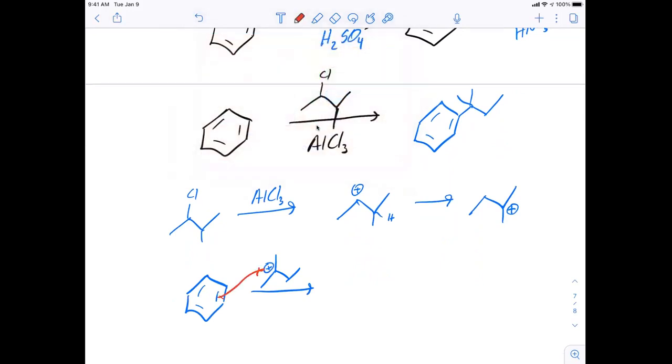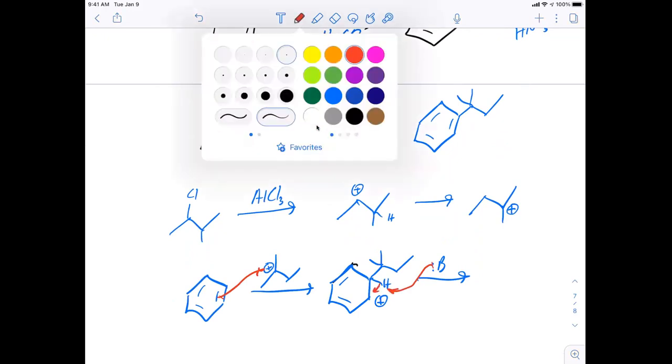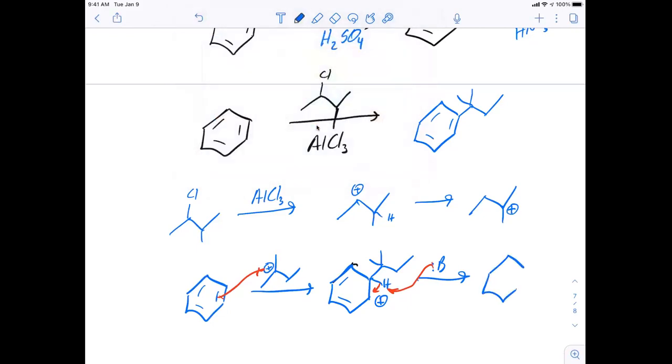That most stable carbocation is the one that adds. So in this case, we end up with this. And then of course the proton transfer at the end to reform the aromaticity. So base pulls that proton off, giving the electrons back to the ring. That allows it to reform my aromatic. Okay, questions about this one?